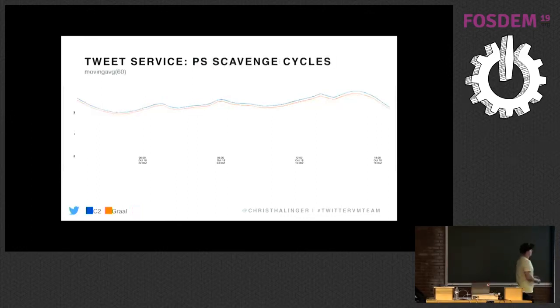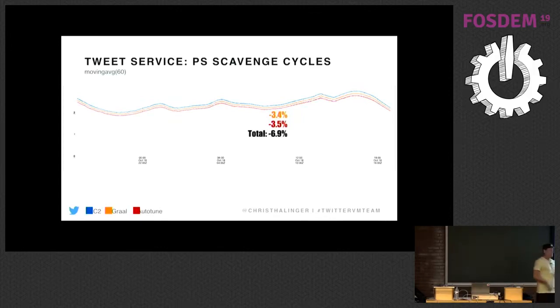This is, again, PS scavenge cycles, because tweet service is using a parallel GC. And as you've seen earlier, in this particular run, it was 3.4% fewer GCs. And with the auto-tune parameters, we could increase that by 3.5. So in total, we can roughly reduce GC cycles by 7%. And the funny thing here is that auto-tune actually squeezed more out of it than it did by default.